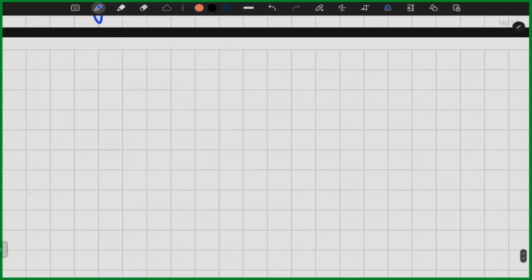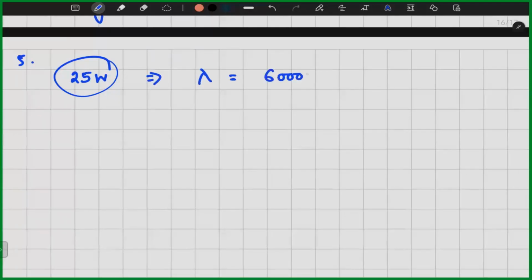So, now the fifth question, right? The power of the photon source is given, which is 25 watt. And the wavelength of that photon source is 6000 Armstrong. And they have asked the number of photons. It's easy. What will be the energy? E equals hc by lambda.